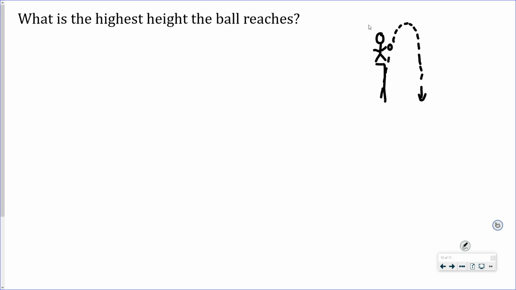So if I want to find the maximum height, thinking of this in the form of a parabola, what point would I need to calculate? The one before it drops. Well, I threw it up. Yeah, the vertex, right? The vertex would be the maximum height, or the highest point.